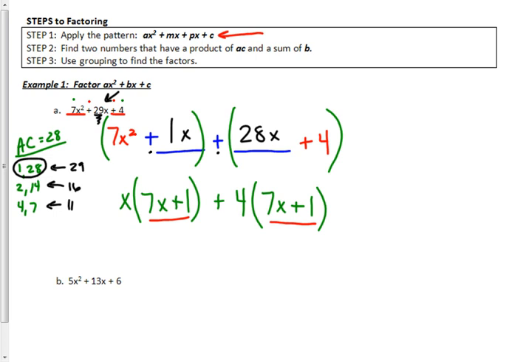So my answer in this problem would be x plus 4 and 7x plus 1. And if you actually FOILed it, you would figure out that you would end up with the trinomial stated above, the 7x squared plus 29x plus 4.